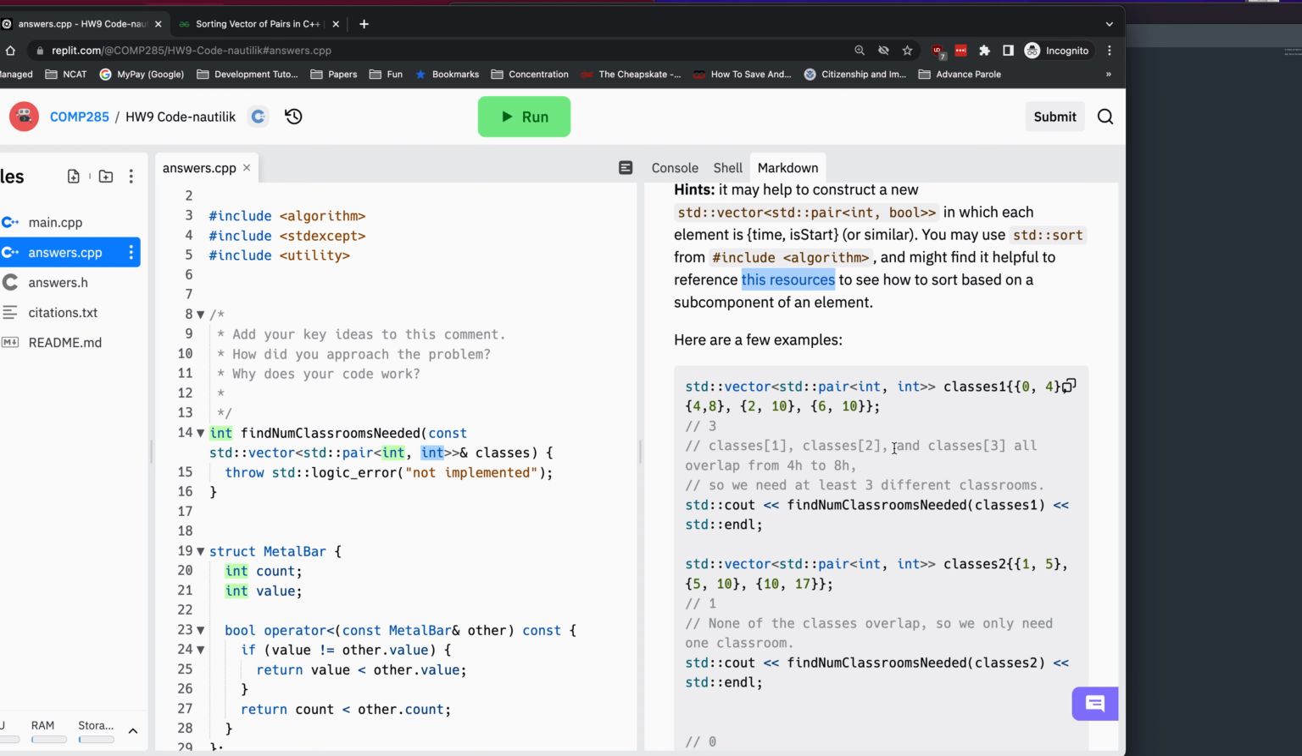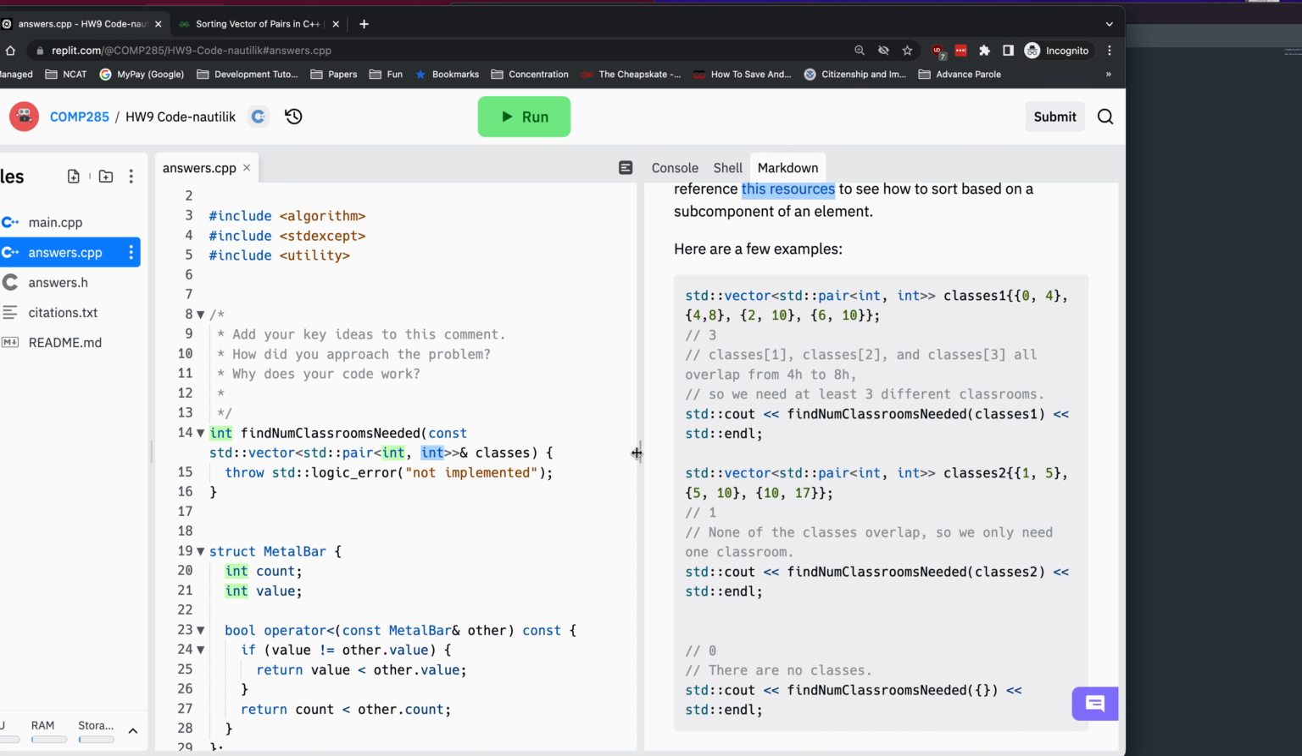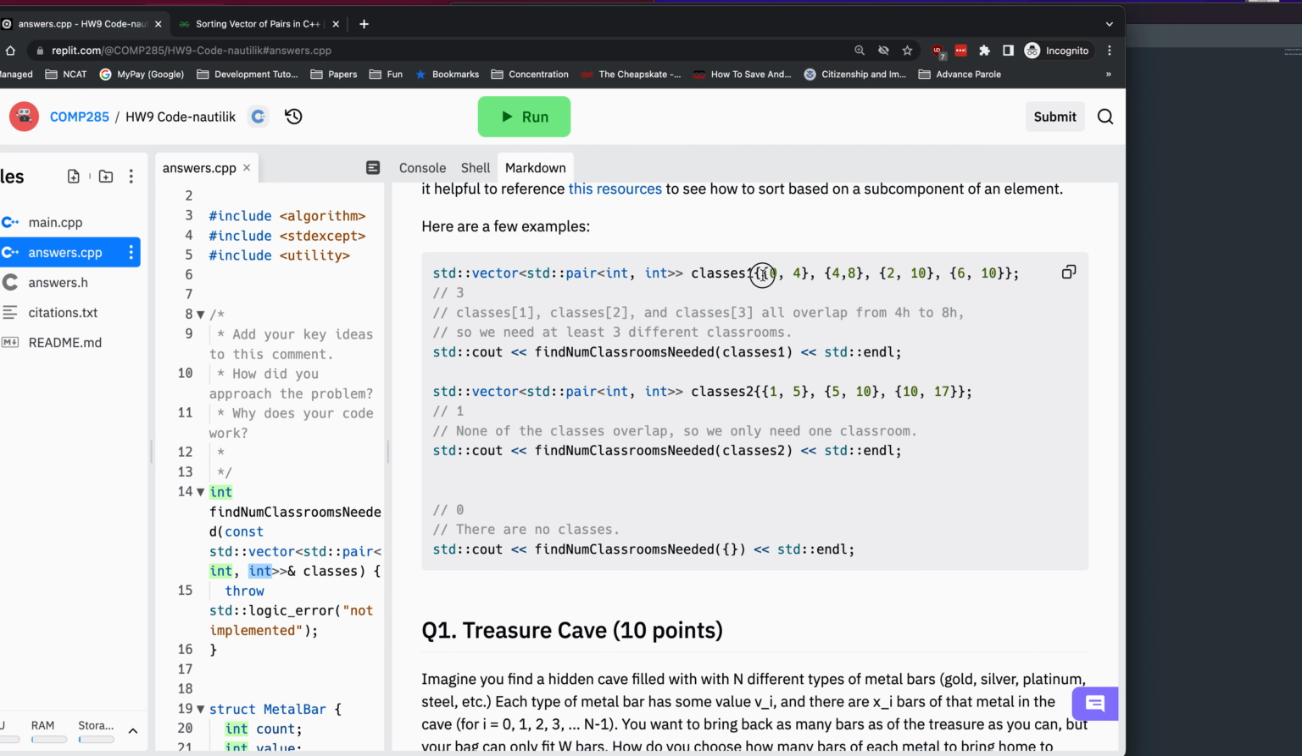We're going to do this together, but let's walk through a few examples to make sure everybody understands what's going on. For this first example, we have the classes 0 4, 4 8, 2 10, and 6 10. This class starts at time 0 and ends at time 4. This one starts at time 4 and ends at time 8. This one starts at time 2 and ends at time 10. And this starts at time 6 and ends at time 10.